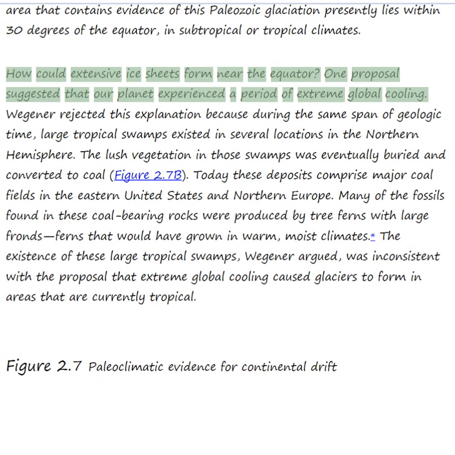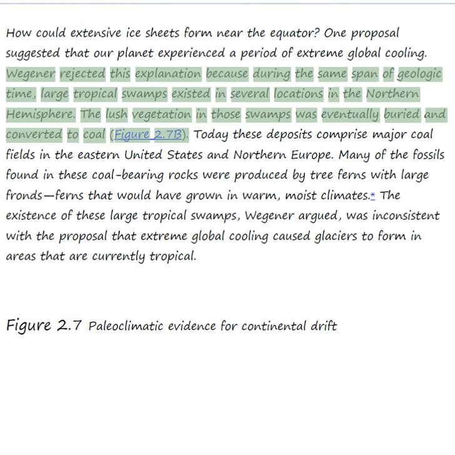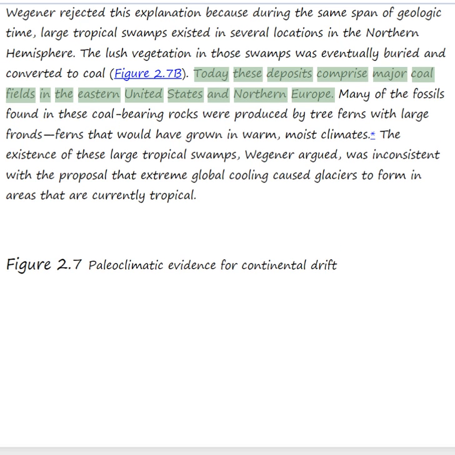How could extensive ice sheets form near the equator? One proposal suggested that our planet experienced a period of extreme global cooling. Wegener rejected this explanation because during the same span of geologic time, large tropical swamps existed in several locations in the northern hemisphere. The lush vegetation in those swamps was eventually buried and converted to coal. Today these deposits comprise major coal fields in the eastern United States and northern Europe.